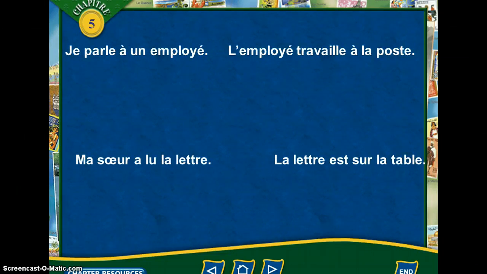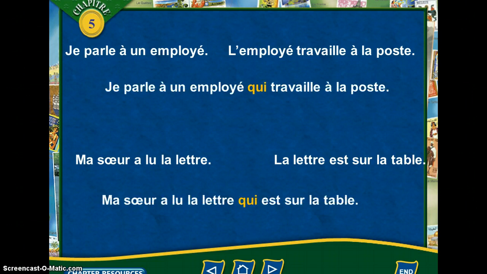They're called relative pronouns. So before we start, I want you to have a look at these two pairs of sentences. We have "je parle à un employé" and "l'employé travaille à la poste." That's a very choppy way of speaking or writing. So you can put them together. The same thing that we have with "ma sœur a lu la lettre" and "la lettre est sur la table." Try this on your own for a second, pause, and then see what you come up with.